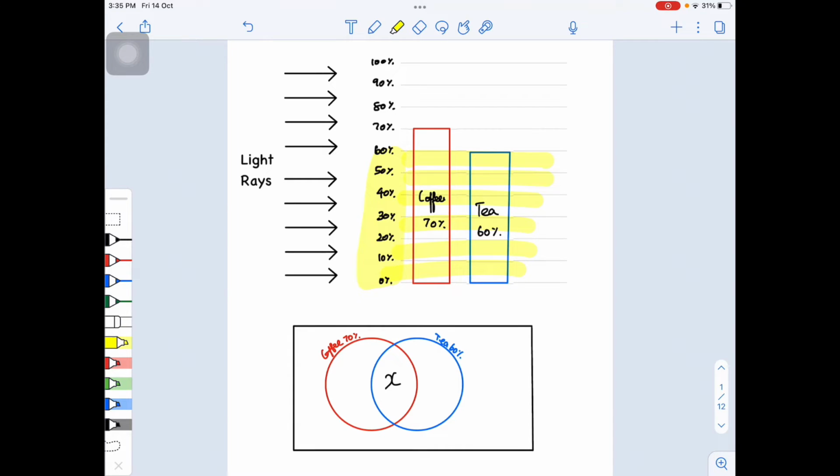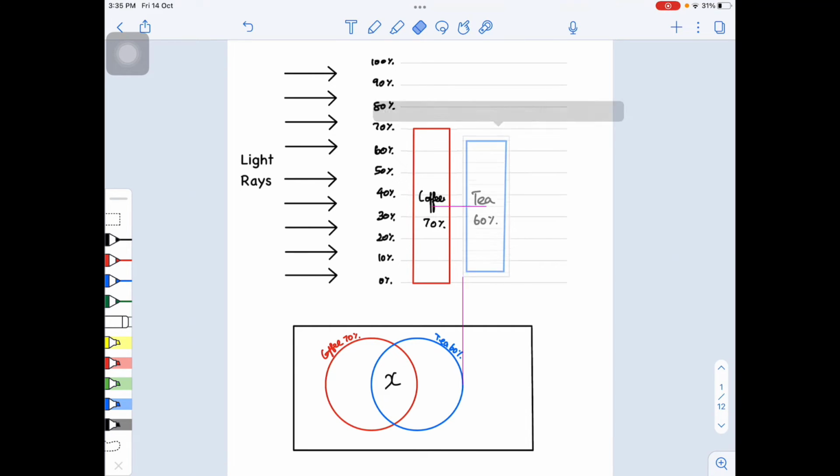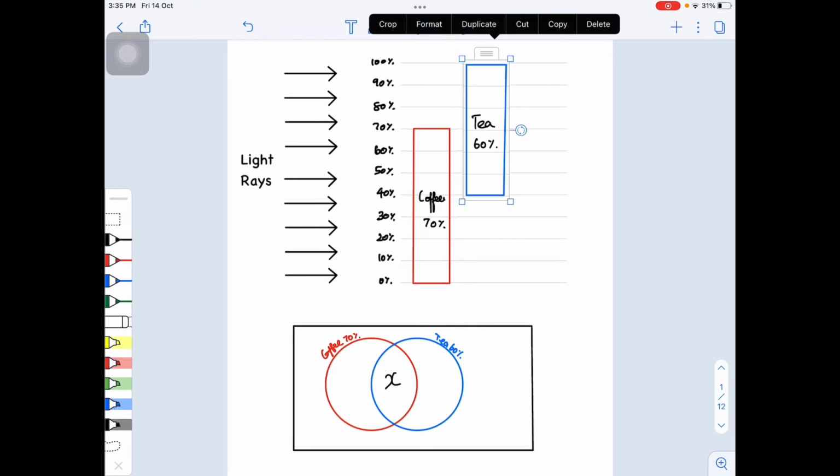So if I want maximum overlap, I have to keep both these filters on the same side. What happens if I want minimum overlap? Then all I need to do is push this filter as far as possible to the opposite side. Can I push beyond this? No, I've reached 100%. So this is the minimum overlap I can have.